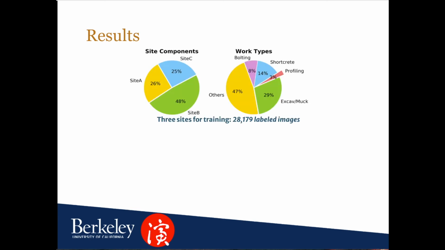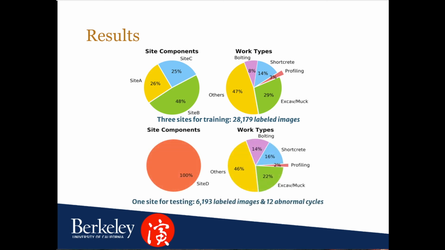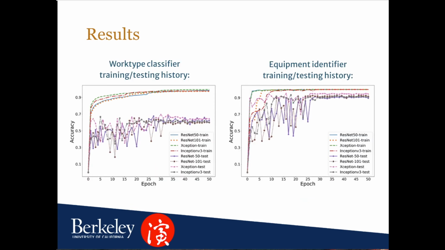Before I proceed to show our final results, let's take a look at the dataset we are using. We use 3 different sites for training, which consist of 28,000 labeled images. We use another different construction site for testing, which has around 6,000 labeled images and 12 abnormal cycles.